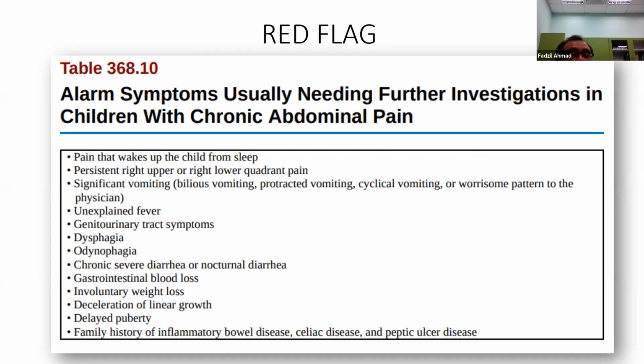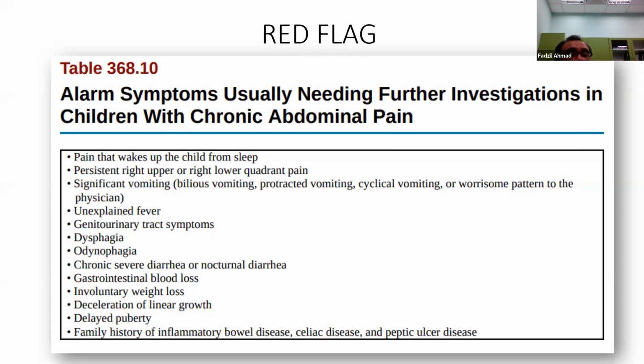Okay, the alarm symptoms that usually need further investigation: the first is pain that wakes the child from sleep, persistent right upper or right lower quadrant pain, significant vomiting such as bilious vomiting, protracted vomiting, cyclical vomiting, worrisome patterns to the physician, unexplained fever, genitourinary tract symptoms, dysphagia, odynophagia, chronic severe diarrhea or nocturnal diarrhea, gastrointestinal blood loss, involuntary weight loss, deceleration of linear growth, delayed puberty, and the last one is family history of inflammatory bowel disease, celiac disease, or peptic ulcer disease.